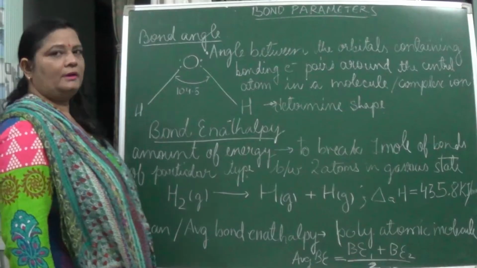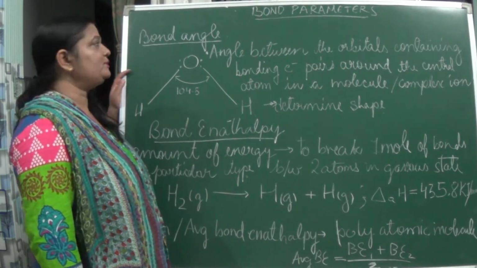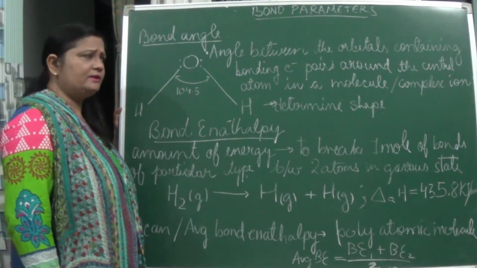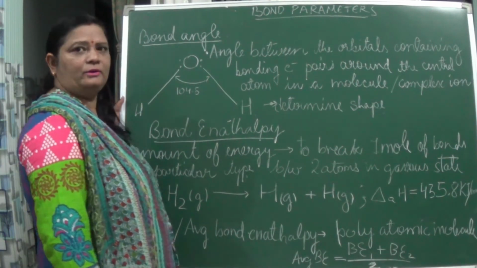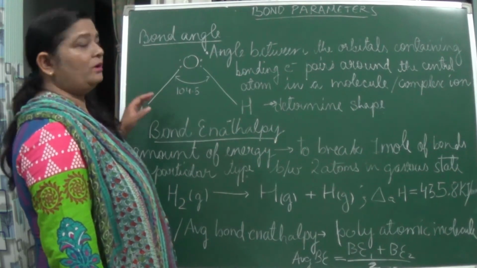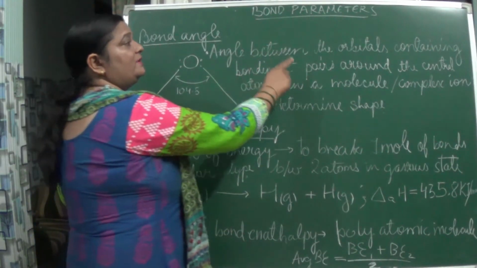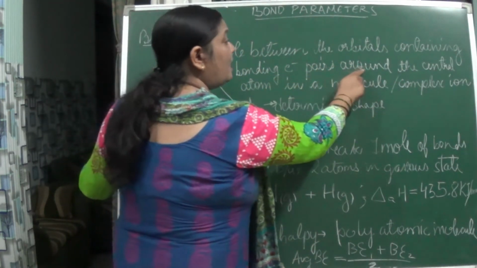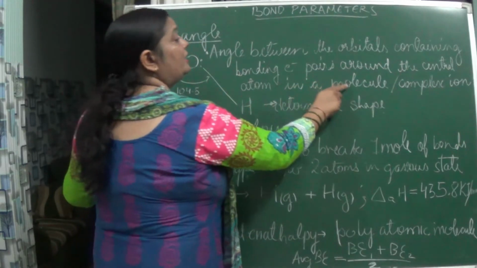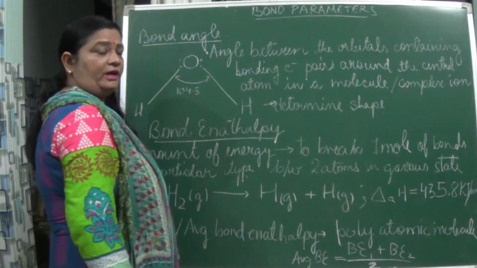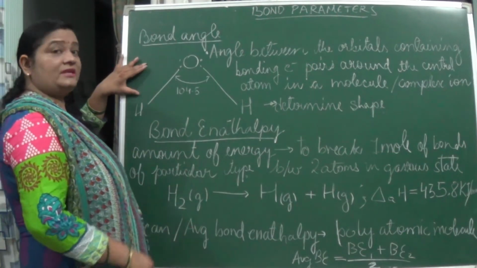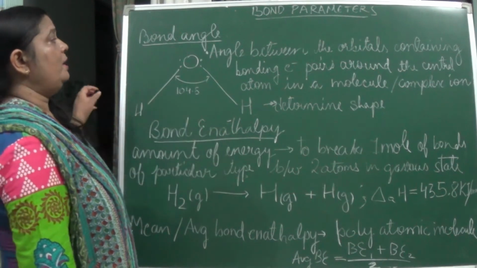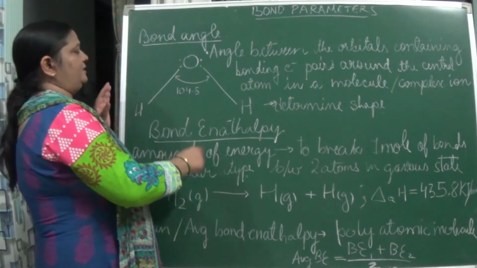Now the next parameter which we are going to study is bond angle. When you hear the word bond angle, you know what an angle is, you know what a bond is, isn't it? So what is bond angle? It is the angle between the orbitals containing bonding electron pairs around the central atom in a molecule or a complex ion. Let us study this definition with the example of H2O, to see what it is trying to say.